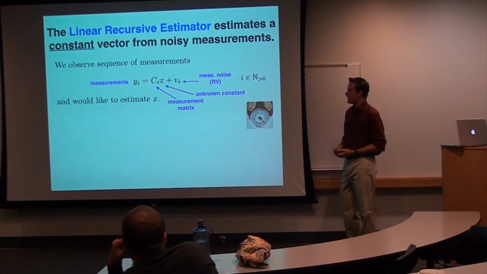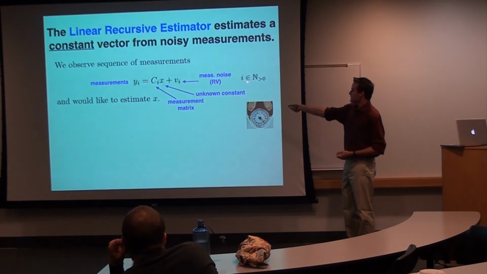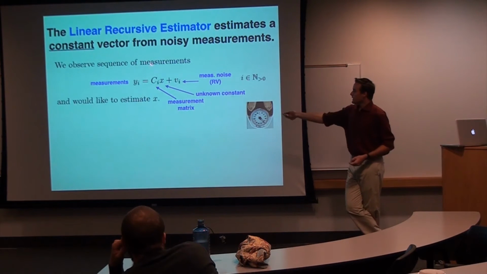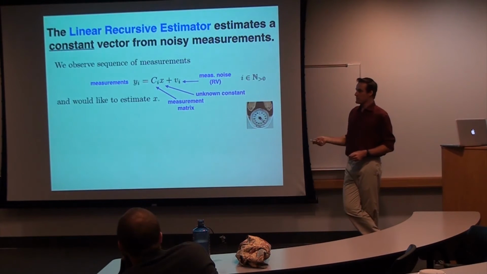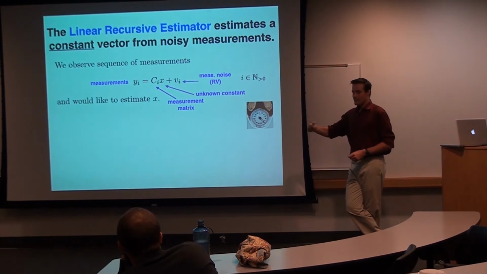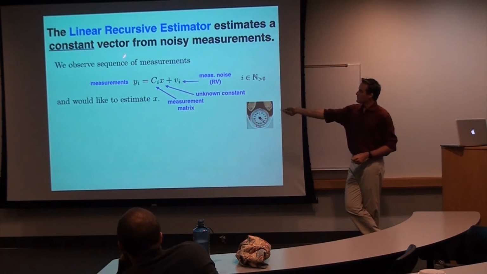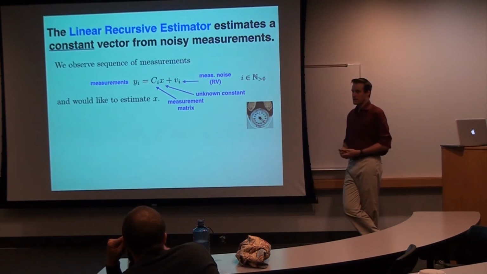It's not time dependent. Yes, exactly right. I'm glad you brought this up. In the linear dynamical systems case, this matrix is just a constant time invariant matrix that is the same with each time step. But for the linear recursive estimator, this matrix is allowed to change at each time step. I'm glad you brought that up.